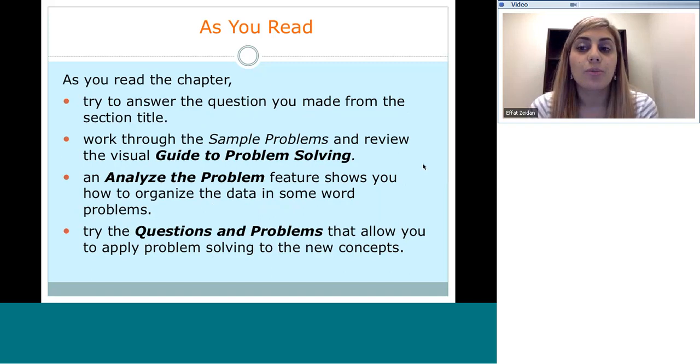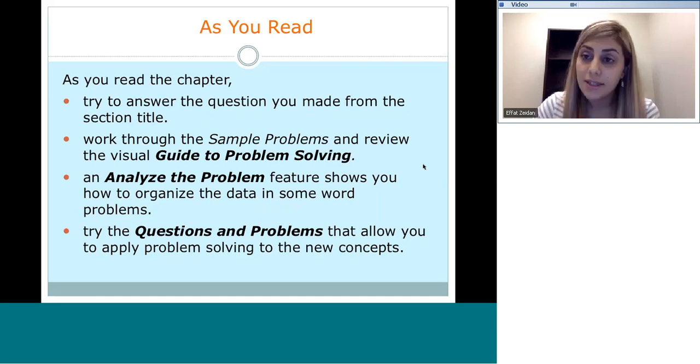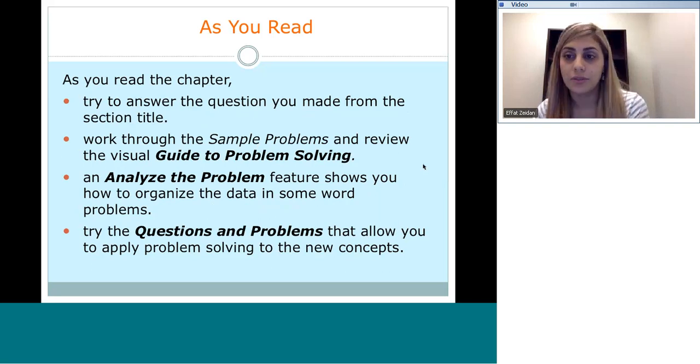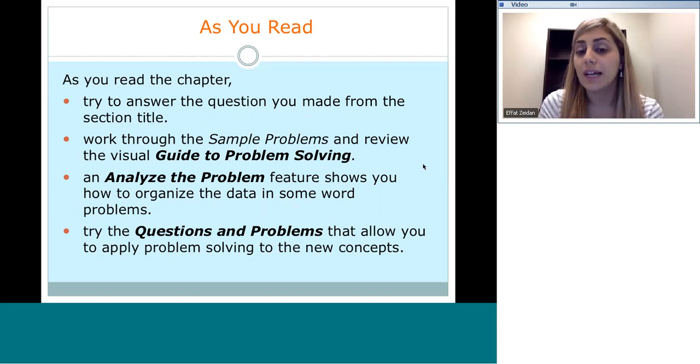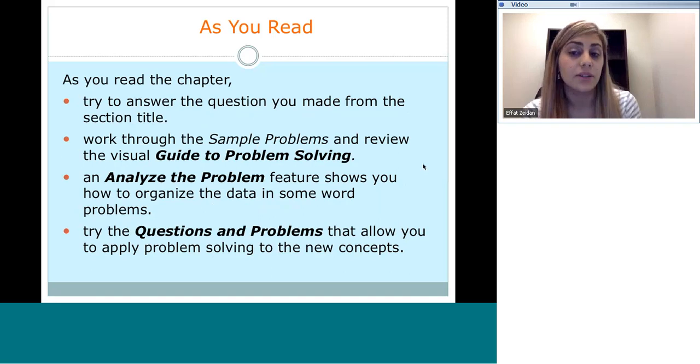Work through the sample problems. I highly advise you to work through the sample problems step by step so you can follow the strategy on how that problem is solved, and you can adopt that strategy for other problems that you will be tested on or that you will solve in the problems at the end of each chapter. Review the visual guide to problem solving. This is very helpful. I highly advise you to review that.